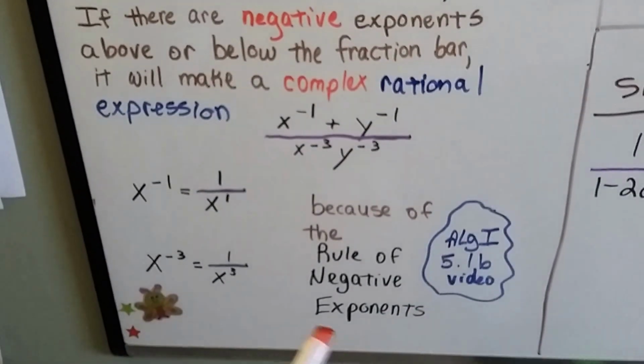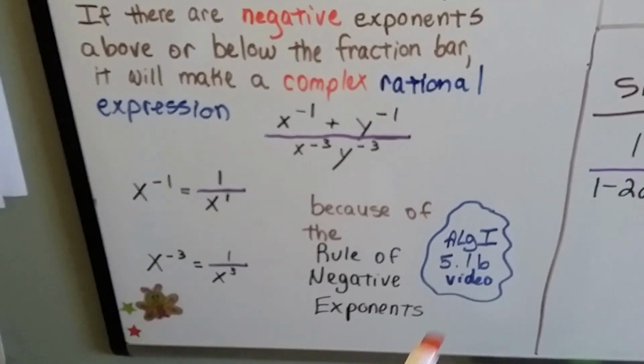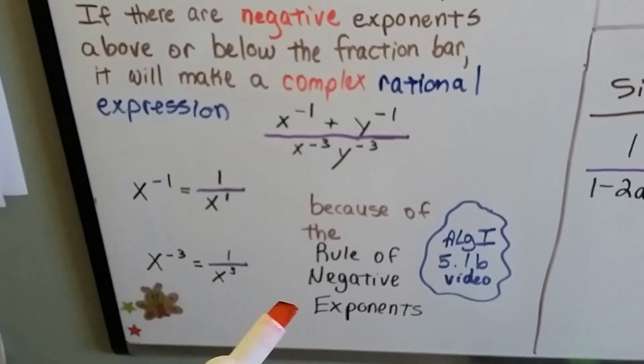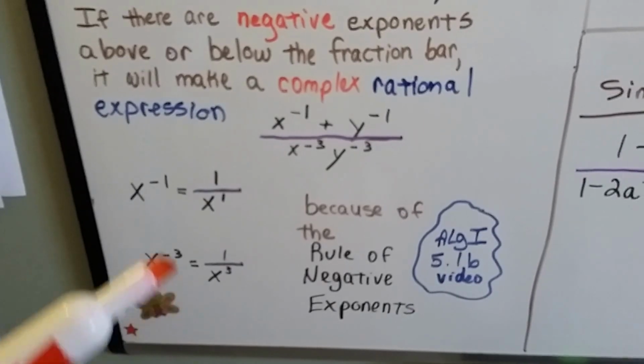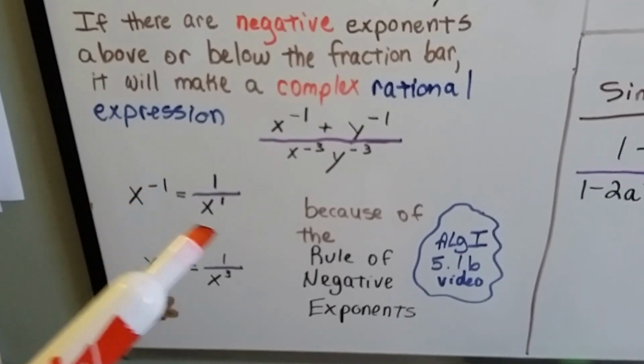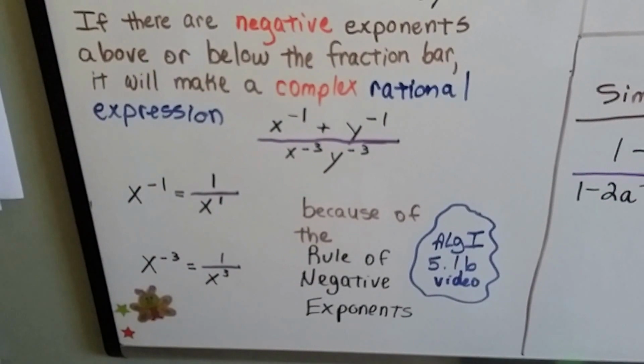Do you remember from Algebra 1? I'm going to have a link to 5.1b, the video from Algebra 1. When we learned about the rule of negative exponents, we can turn this into a positive exponent by writing it as a fraction. See?